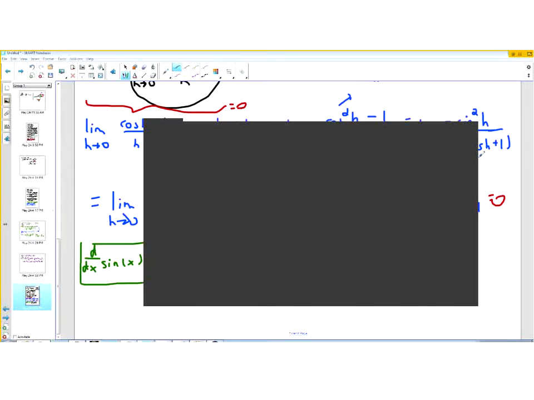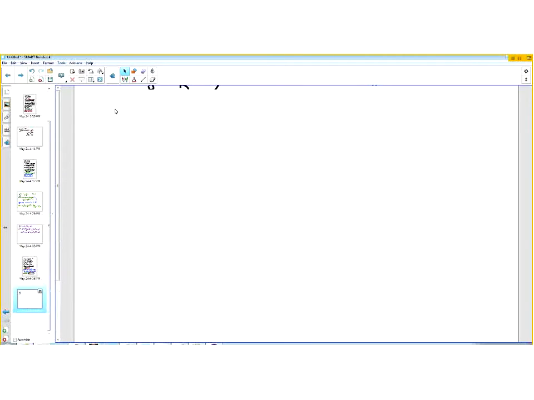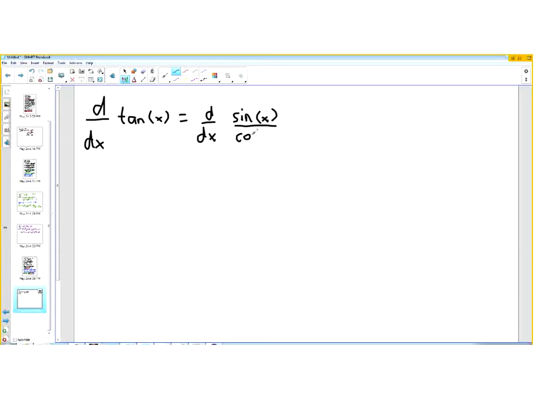So we want to calculate the derivative with respect to x of the tangent of x. In this case, we replace the tangent function with its rational function definition. And we know that the tangent function from trigonometry is sine of x divided by cosine of x.